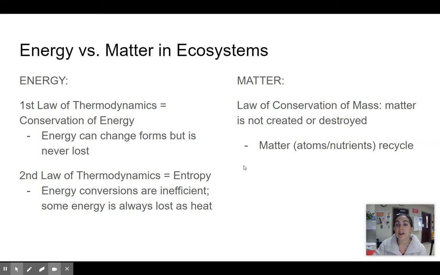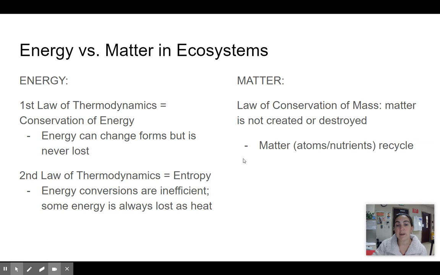We also have here the law of conservation of mass. The matter, the nutrients and the atoms that make up the substances that are being passed up through those trophic levels aren't created or destroyed. Matter recycles in ecosystems. And we're going to come back to that. You might remember learning about some nutrient cycles. We're going to come back to those at the beginning of the next unit.